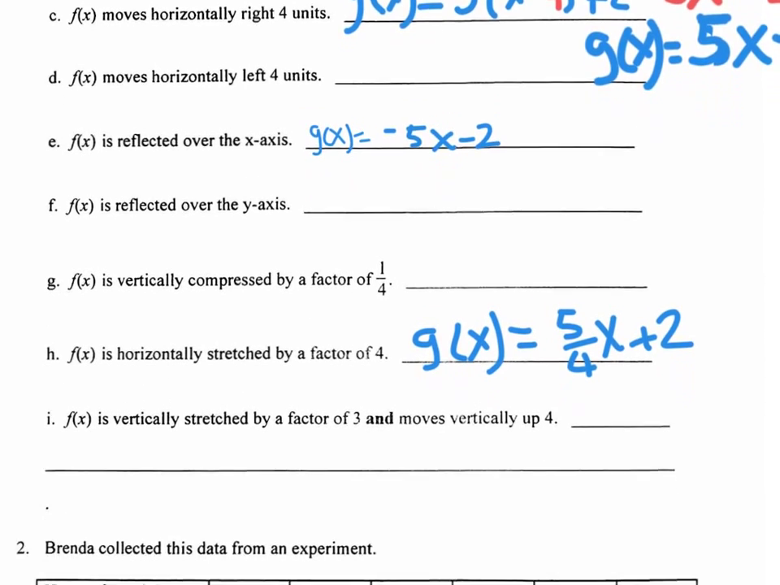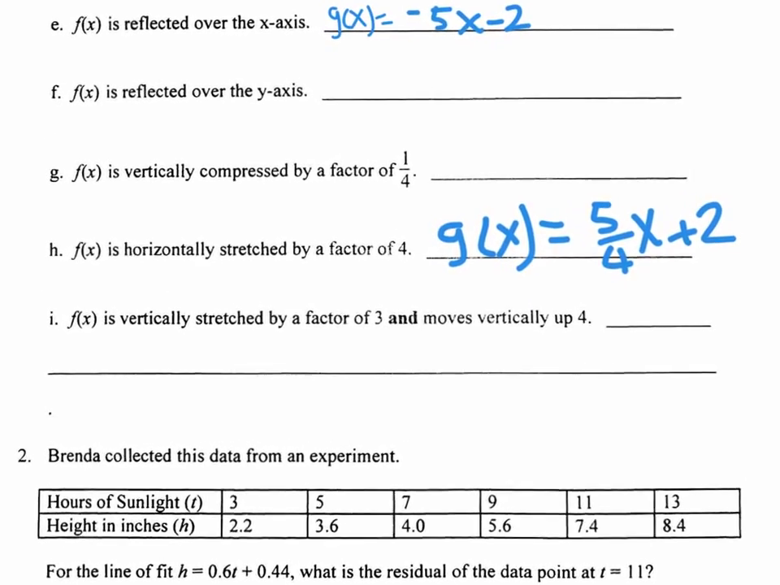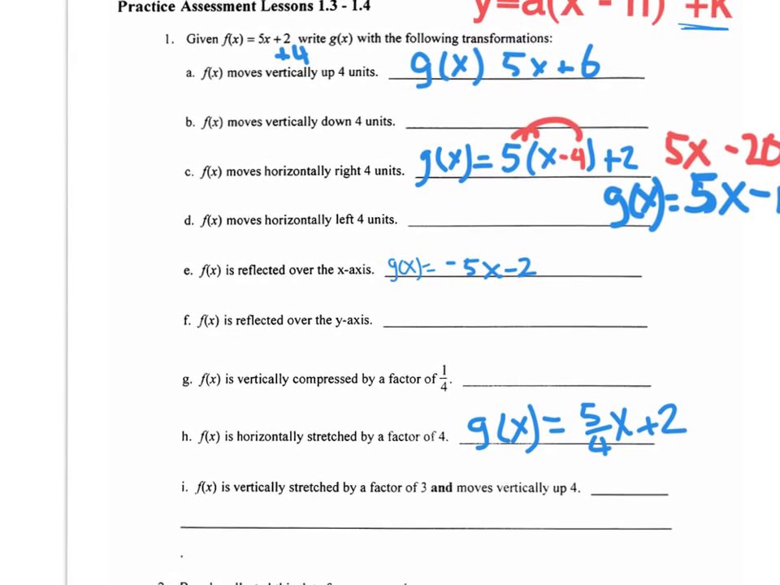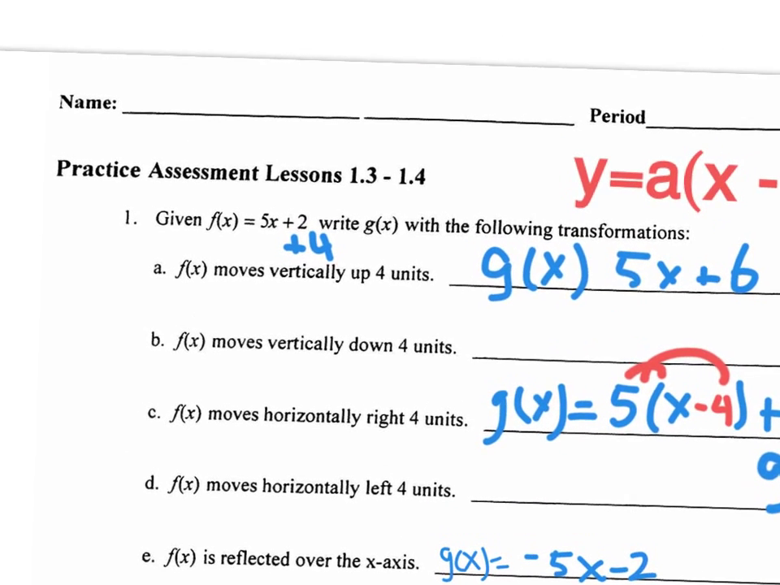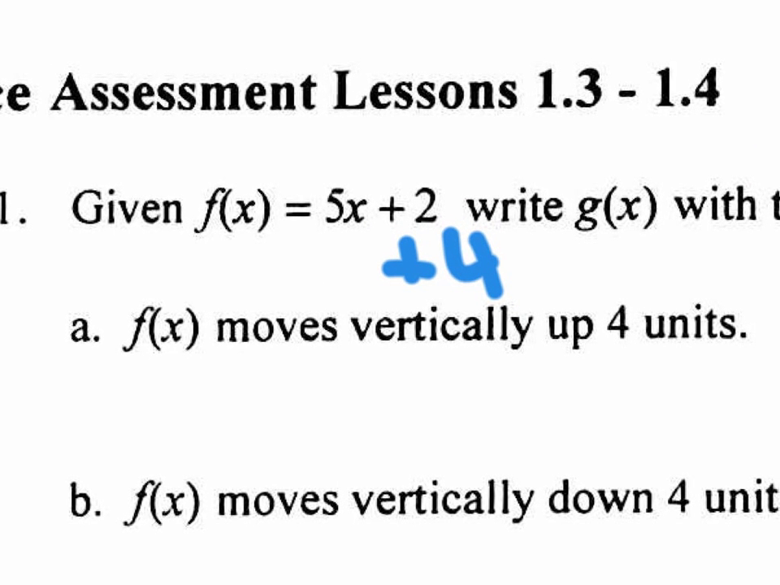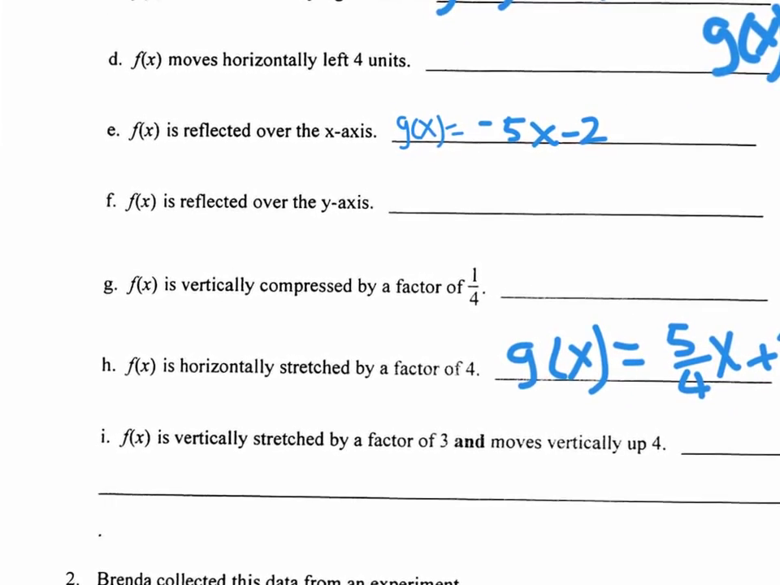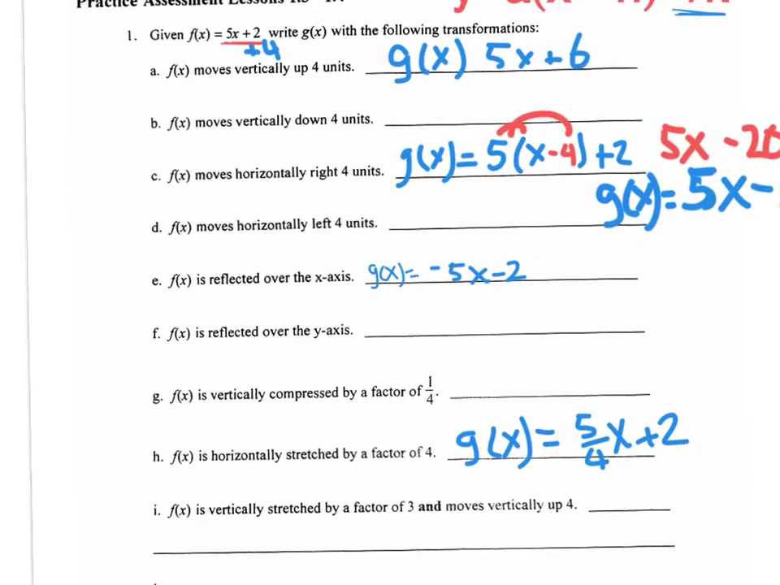For our final one, let's do a vertical stretch by a factor of 3, and it moves vertically up 4 units. Okay, so a vertical stretch, what is a vertical stretch? Vertical means up and down, so we're going to stretch it. Remember, stretching or compressing is really multiplying, and what are we multiplying? Since we're messing with the vertical up and down, that means we're multiplying the y by 3. Where's the y at? Well, the y is the whole thing, right? So we're going to multiply the whole thing by 3.